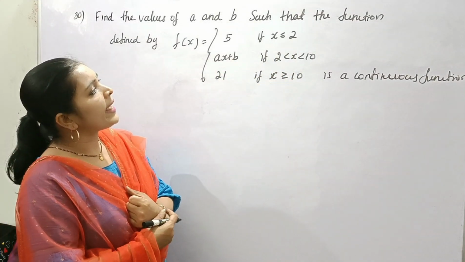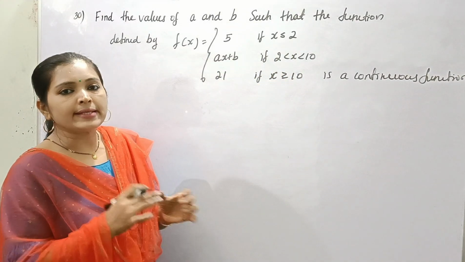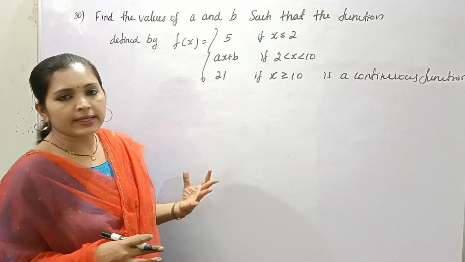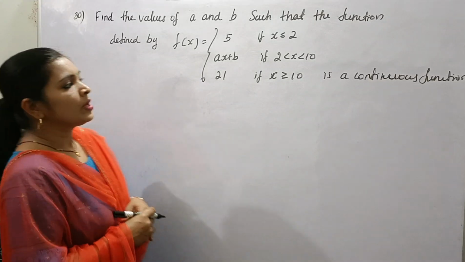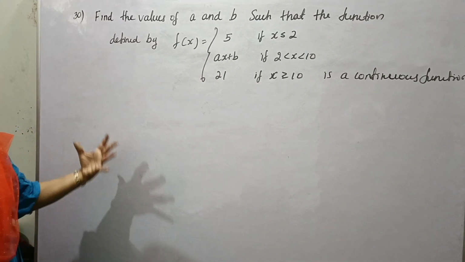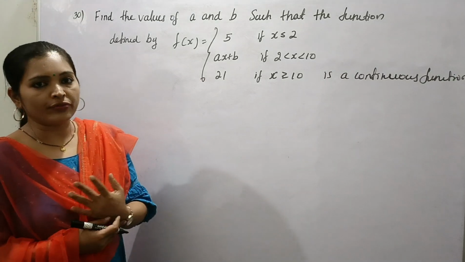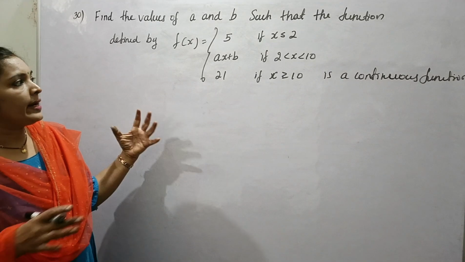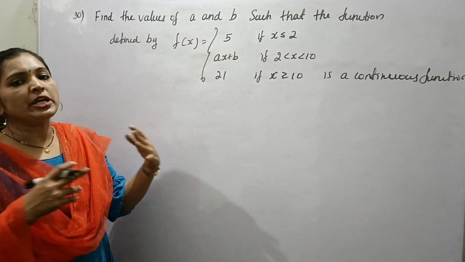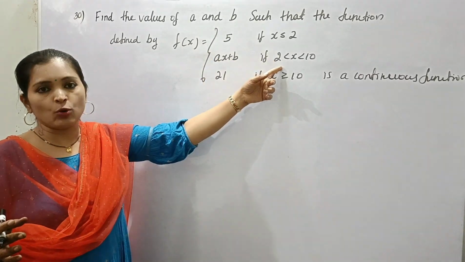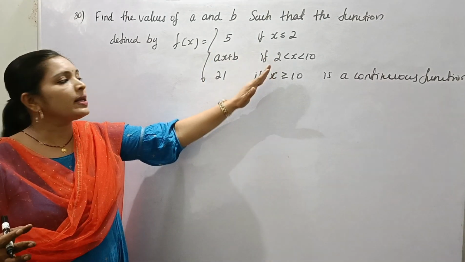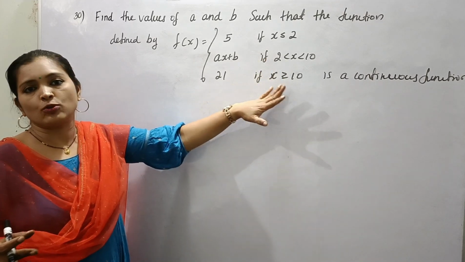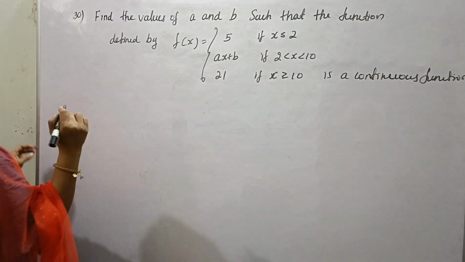Let's check x is equal to 2. At x is equal to 2, let's check the continuity of the function. So here, what is the value of a and b? Let's find the left hand limit and right hand limit at x is equal to 2, and the right hand limit and left hand limit at x is equal to 10. Okay, let's find.